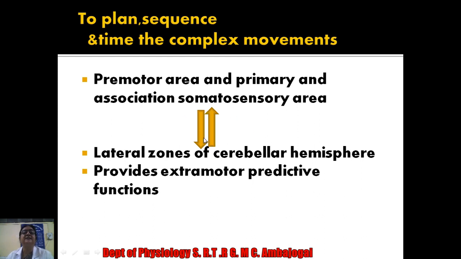This is explained with the help of the to-and-fro communication between the premotor, primary and association somatosensory areas, that is the motor cortex and sensory area, with the lateral zone of the cerebellar hemisphere. This to-and-fro communication between these parts will plan, sequence and time the movement, and according to that the movements are executed.